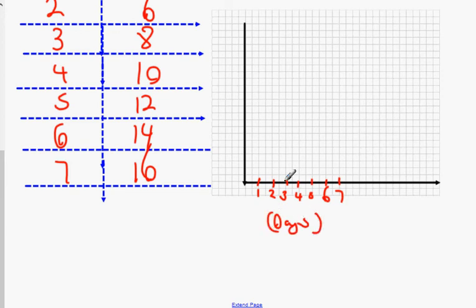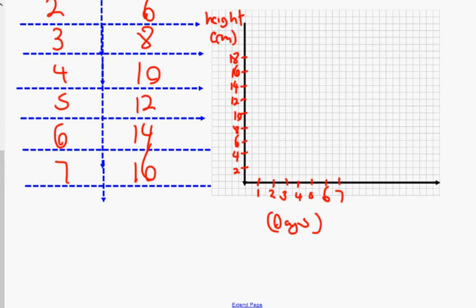Okay. How high do I have to go up? 18. So just go up in 2s. We'll just go 2, 4, 6, 8, 10, 12, 14, 16, and go up to about 18. What's this called, guys? It's height of plant in centimeters.